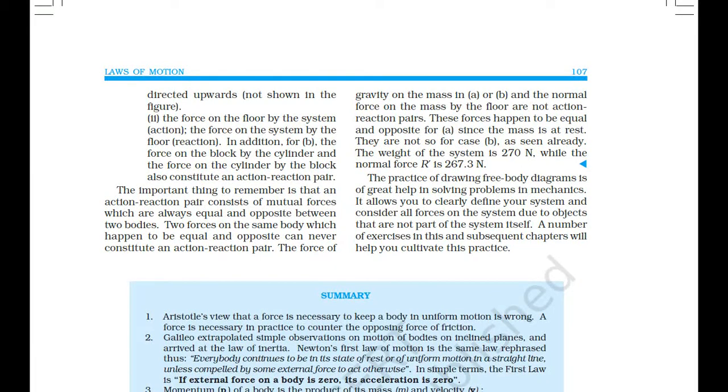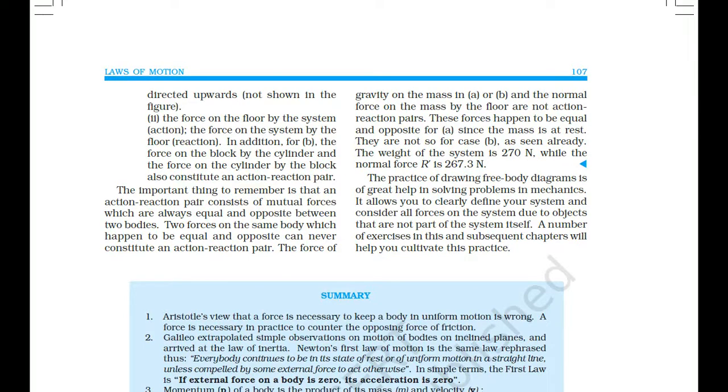So the practice of drawing free body diagrams is of great help in solving problems in mechanics. It always allows you to clearly define your system and consider all forces on the system due to the objects that are not part of the system itself. The number of examples in this and the subsequent chapter will help you develop this practice.